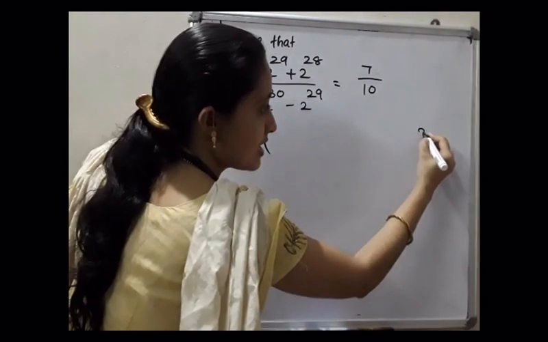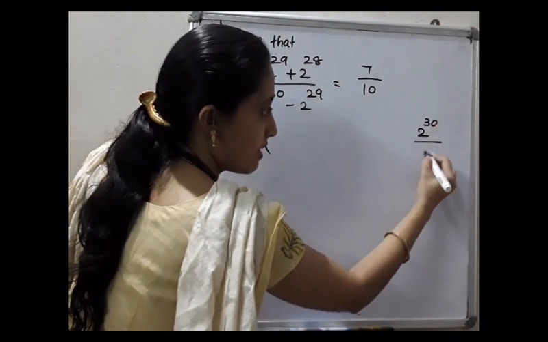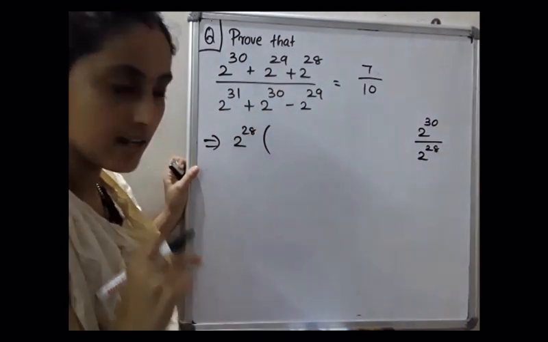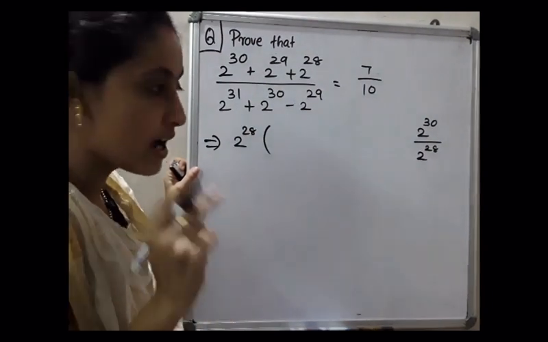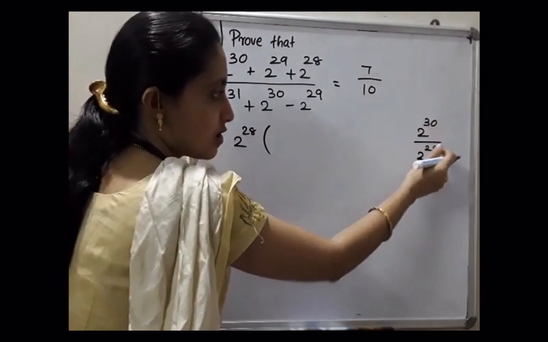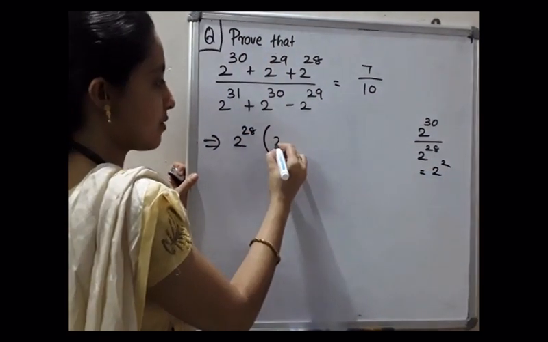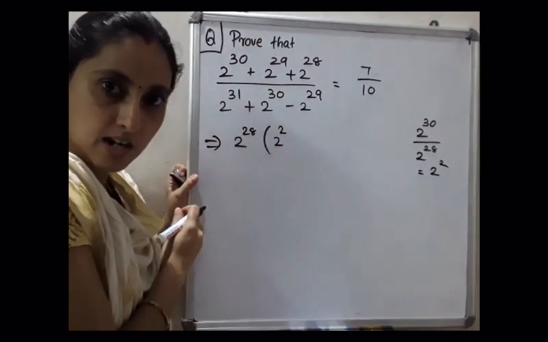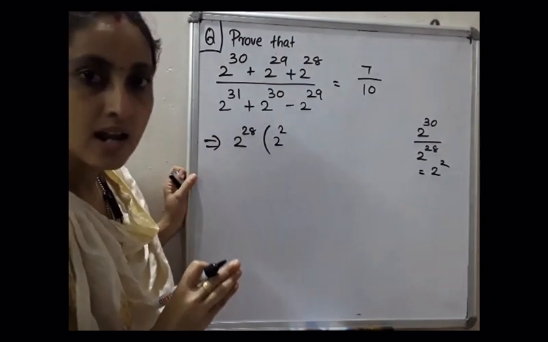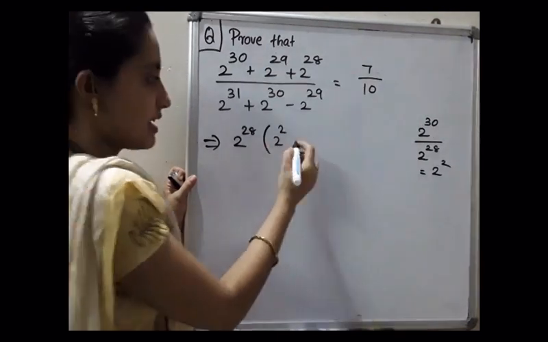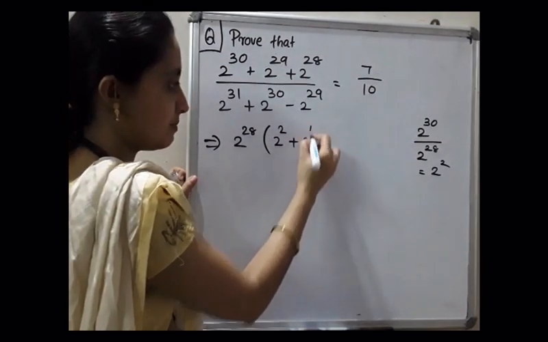So we have 2 raised to 30 divided by 2 raised to 28. That is a raised to m by a raised to n, which is a raised to m minus n. So 30 minus 28, that is equal to 2 raised to 2. So left here is 2 raised to 2. Taking common outside means dividing throughout by that term. So here 2 raised to 29 by 2 raised to 28, what is that? Yes, 2 raised to 1.